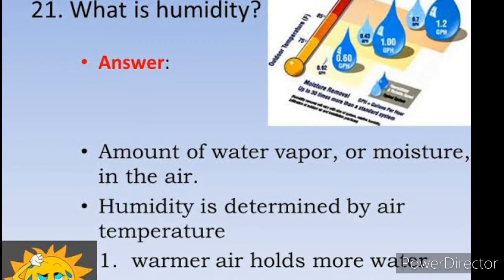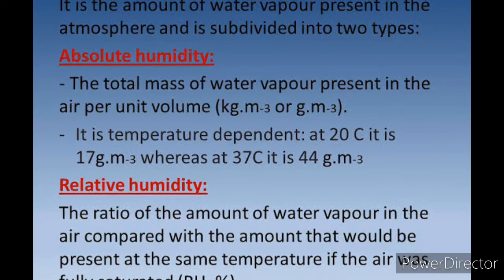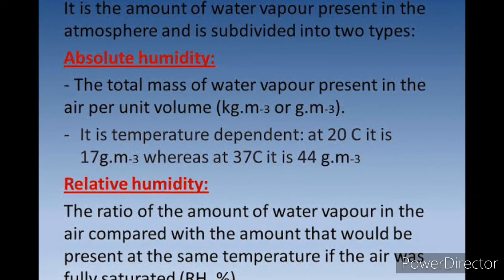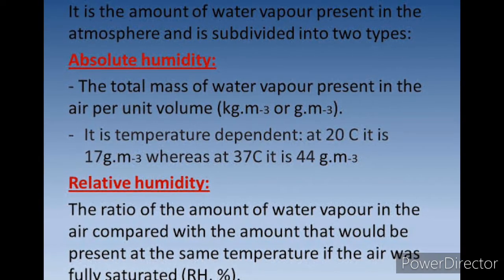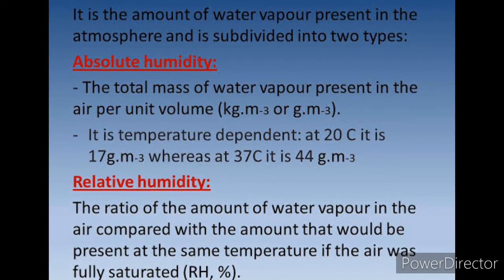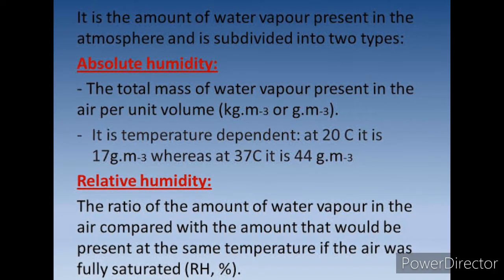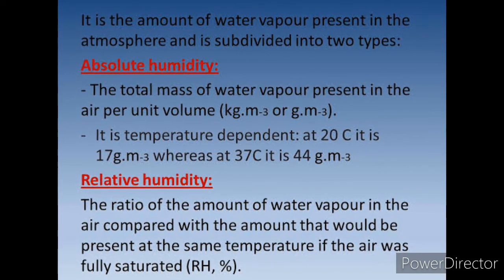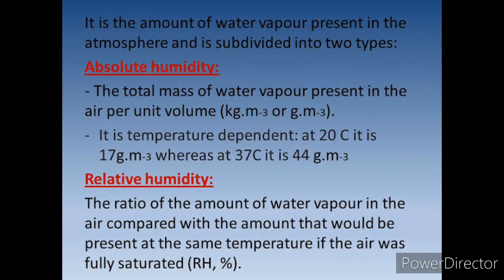Next, the types of humidity. There are two types of humidity: absolute humidity and relative humidity. Absolute humidity means the actual amount of water vapor present in the air. It is measured in gram per cubic meter. Relative humidity is the ratio of the actual amount of water vapor in the air to the amount of water vapor the air can handle, into 100. So it is measured in percentage. Absolute humidity is measured in gram per cubic meter and relative humidity is measured in percentage.